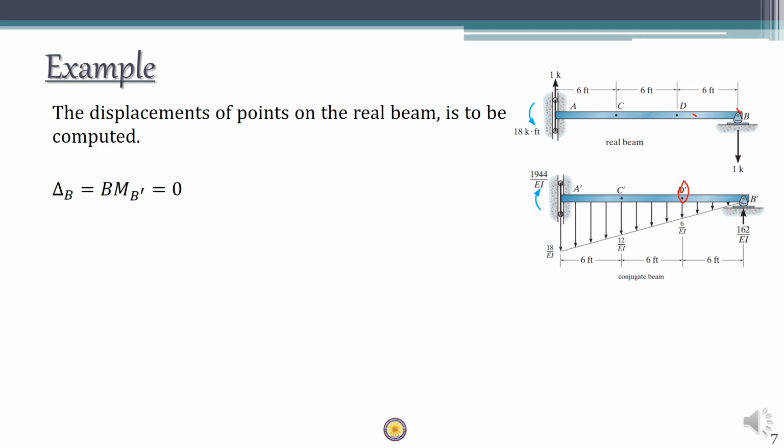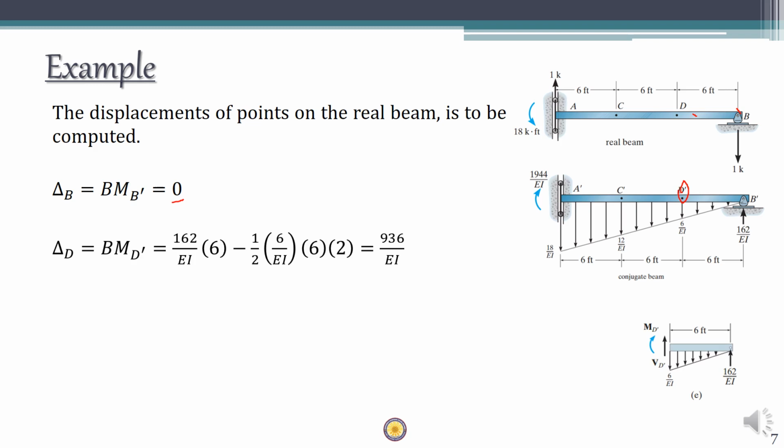Which can be clarified from the conjugate beam also, that at this point the moment is going to be 0. So delta B is 0, that is fine. Now if you take the second point, delta D, if you want to find out the deflection at D, you have to find out the moment at D dash.